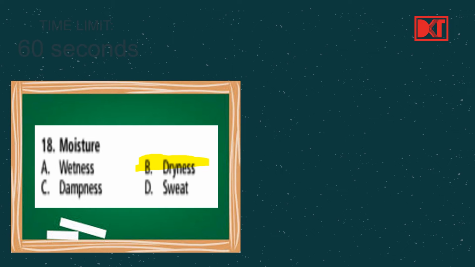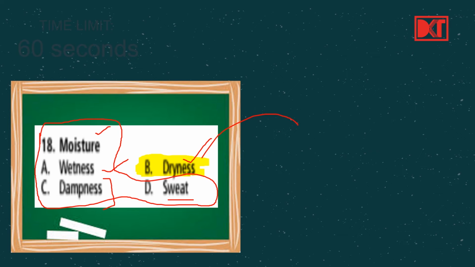Now dryness is when something is dry, like when your skin is dry and you get white spots, stuff like that. The lack of water, basically lack of moisture, that is dryness. Whereas the other words, moisture, which means having water, all the other words are related to water in some sense. Wetness is when something is wet with water, right? Dampness and sweat, all of them are related to water. Like sweat also includes water.